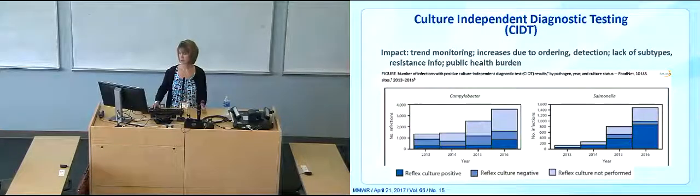I'm going to talk about a couple things that are important in FoodNet. One of them is culture-independent diagnostic testing, or CIDT. So CIDT happens all the time, right? We've talked about culture-independent diagnostic testing already. So pertussis isn't diagnosed by culture anymore. Flu isn't diagnosed by culture anymore. Legionella isn't diagnosed by culture anymore, right? We use urinary antigen. So we don't have specimens anymore for many pathogens.